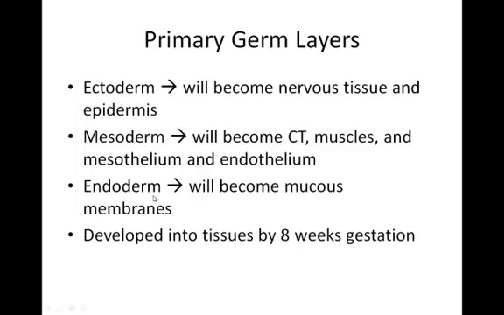And the endoderm is the part of the epithelium that makes up the mucous membranes. All throughout the respiratory tract, the digestive tract, and the urogenital tract, all of those are lined with different types of epithelial tissues, but those are all derived from the endoderm. All of our actual tissues, epithelial, nervous, muscle, and connective, are derived by 8 weeks of gestation. So those primary germ layers are gone by then.